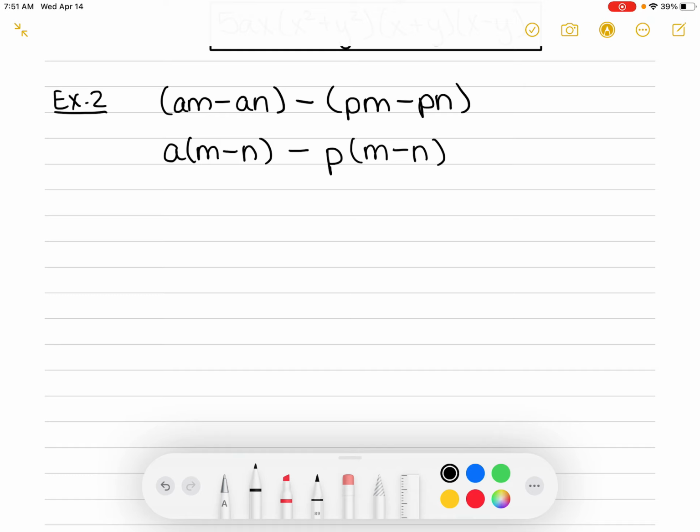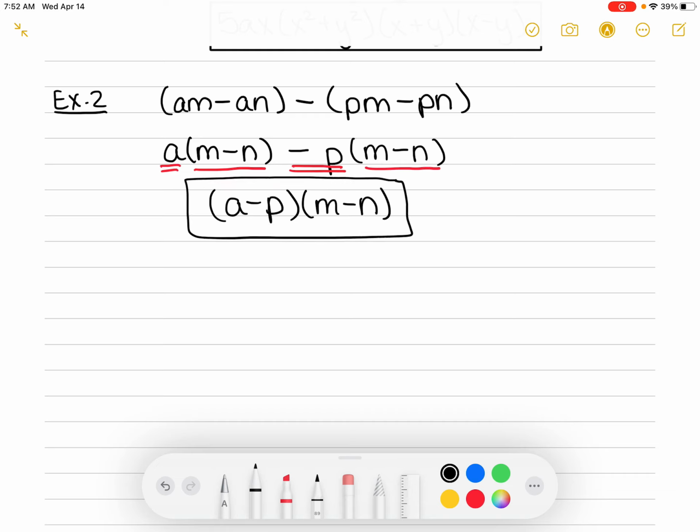Okay, so here's the tricky part. What I want you to see is how both of these parentheses are the same. So we're going to write that just one time, and it's going to be at the end. And then I'm going to have a new parentheses in front, and that new parentheses is going to be this part. So I'm going to have A minus P. And that's the way you do factoring of those types of problems.